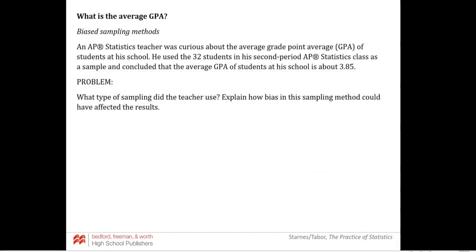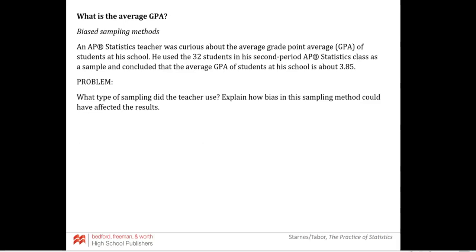Second question about bias. So an AP Stats teacher was curious about the average grade point of students in the school. So he used 32. This is kind of a convenience sample, right? He's just in second period, he's like, well, why don't I find out what your GPAs are? And he averages them, and it says it's 3.85. Well, what type of sampling did he use? I guess I gave that away. That would be convenience. He was just in second period, said, why don't I ask these folks?